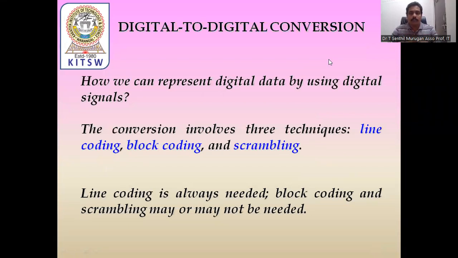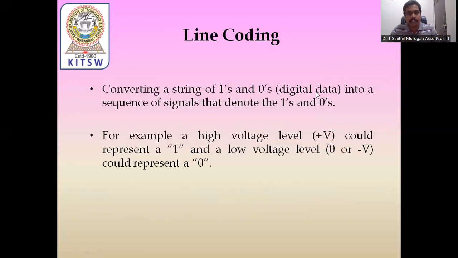So what is digital to digital conversion? Digital data to digital signal. How are we representing the digital data as digital signals? For that, there are three techniques: line coding techniques, block coding techniques, and scrambling. These three techniques are used to represent the digital data as digital signals. Line coding techniques are the most used to represent digital data as signals, but block coding and scrambling we may or may not use. But all three topics we are going to discuss in this video.